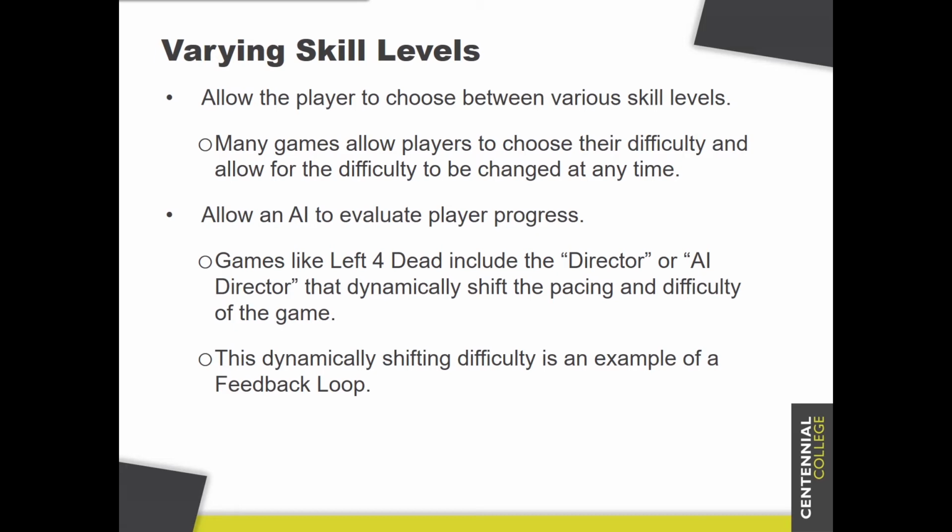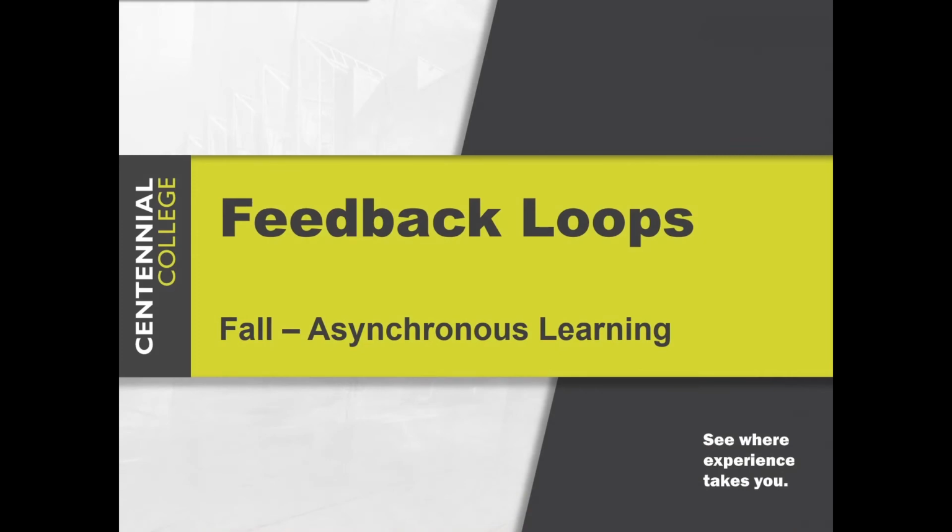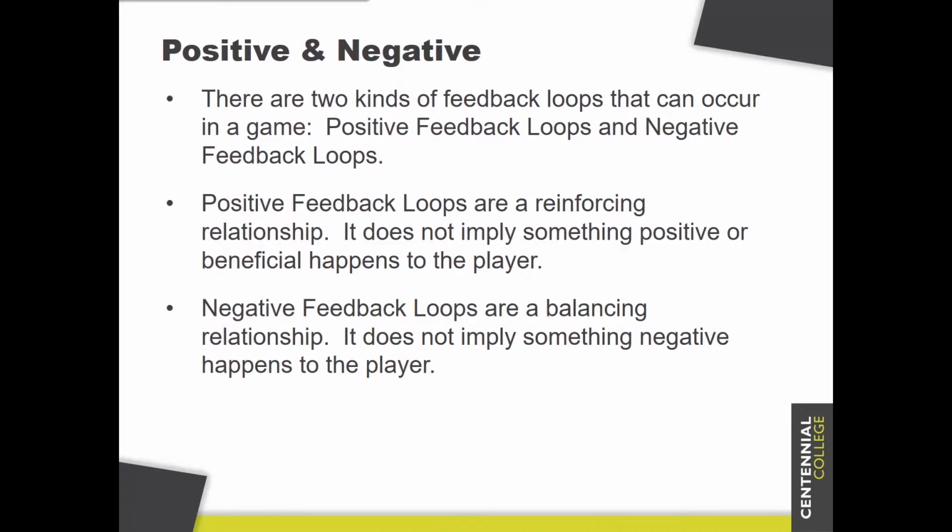This dynamically shifting difficulty was invisible to the player, so they were able to remain immersed without having to concentrate on the difficulty level of the game at all. Amazing. So that brings us to the idea of feedback loops, and that's what I want to talk about today. There are 2 different kinds of feedback loops, positive and negative. Positive feedback loops and negative feedback loops. Oftentimes when I say these words, my students immediately think of a good thing or a bad thing, and that's not what it is at all.